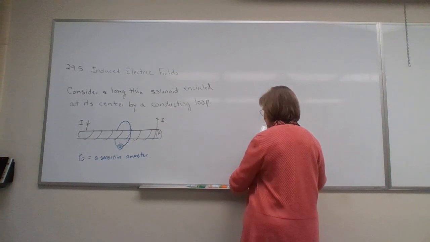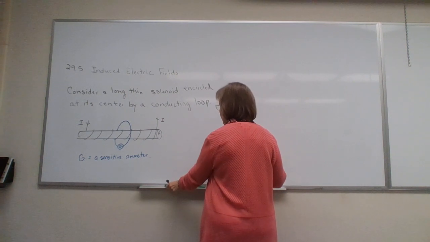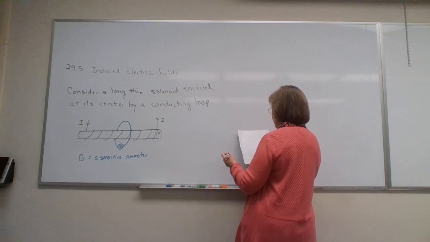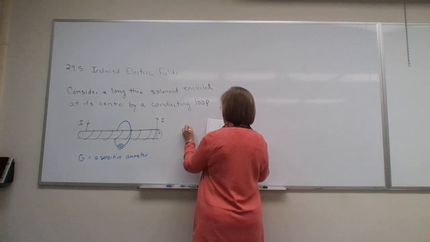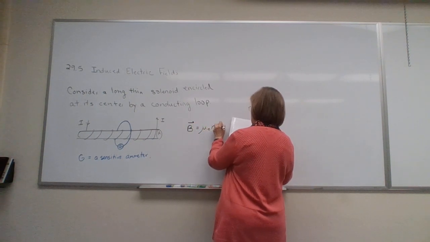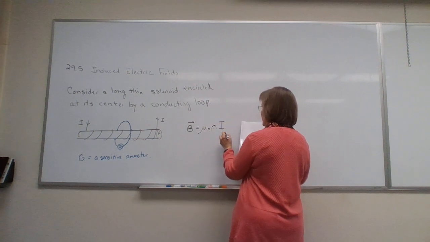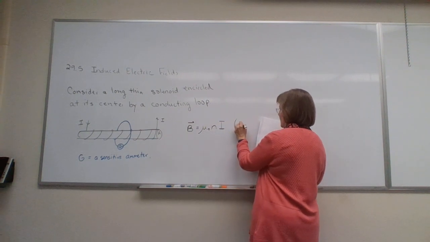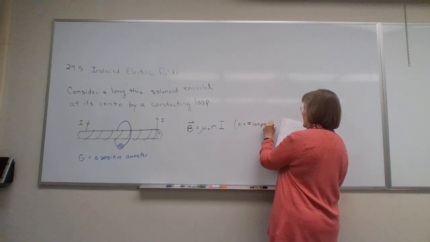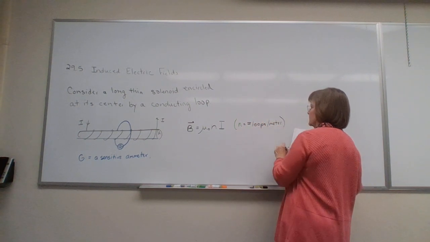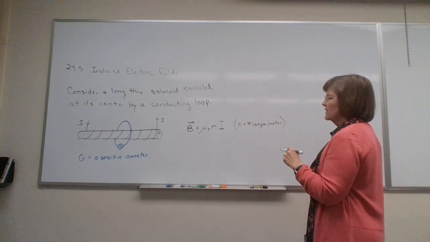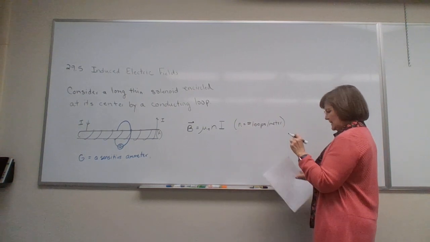All right, let's think about the magnetic field. We have a formula for a long, thin solenoid. The magnetic field at the center is mu naught N times I. If you remember, N is just the number of loops per meter. And that's the formula for the magnetic field of a solenoid at its center.